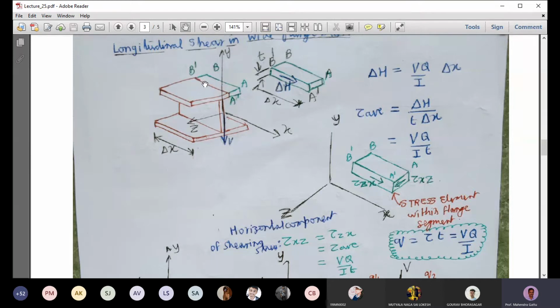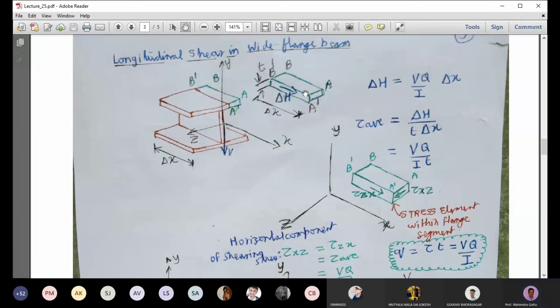So we are looking at the free body. We look at that cut section here. This is the cut section, and on this surface we have the horizontal longitudinal shear delta H, and there are bending stresses on the front face and on the back face. So we can apply our equilibrium and get the delta H value. The delta H value we calculated as VQ by I, or V delta X by I into Q. Okay, so we have got that delta H.